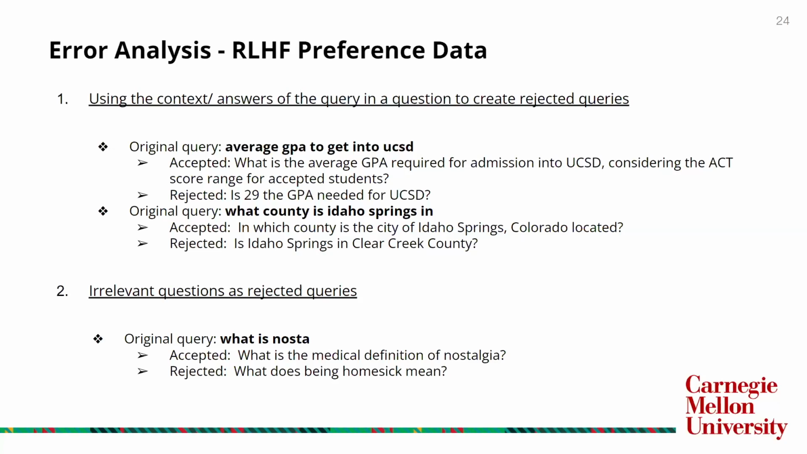The second thing we noticed was that irrelevant questions were being used as rejected queries, which stems from the fact that it picks up some information from the context passages as well. For example, 'what is a Nosta?' Nosta over here, I believe, means nostalgic, whereas the rejected query talks about what does homesick mean.